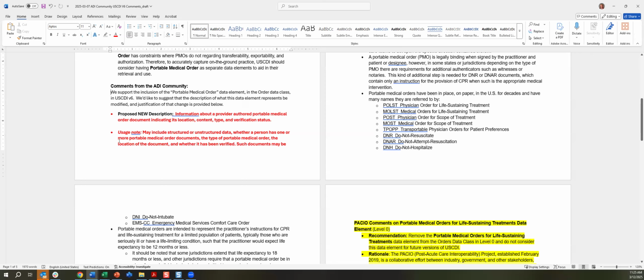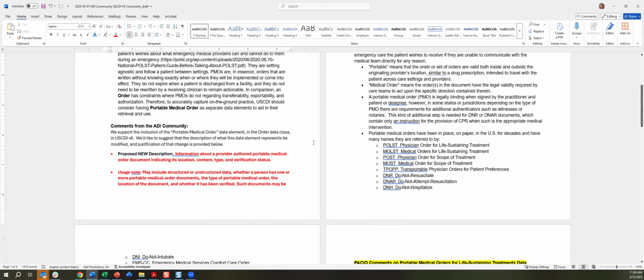Whether a person has one or more portable medical order documents, because out on the East Coast, you may need a portable medical order from, okay, my geography's weak, Maryland, and one from Delaware, because you live right on the coast and you can go a half hour north and go see your PCP, or you can go a half hour south and you're in Maryland. So it is possible you may need one or more portable medical order documents, the type of portable medical order, where is it, and has it been verified?